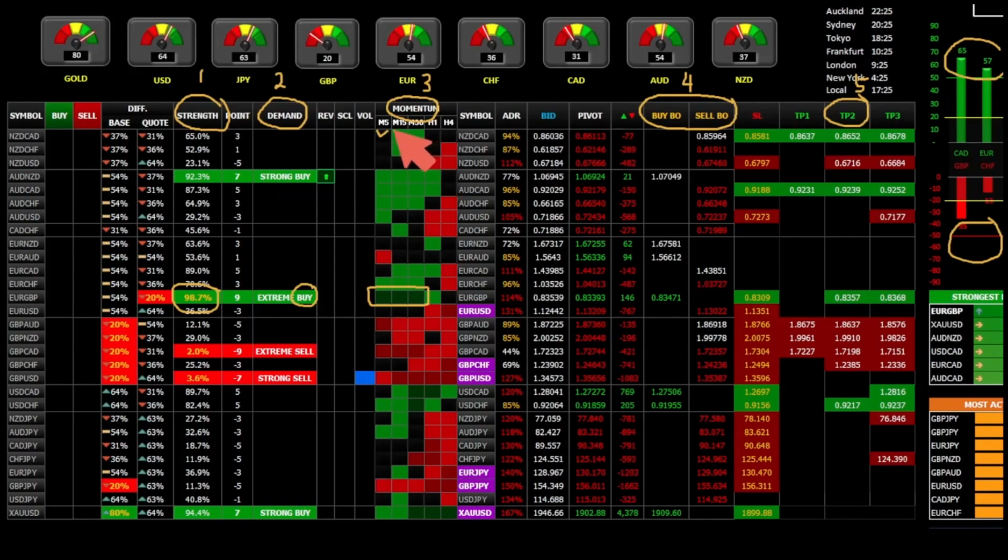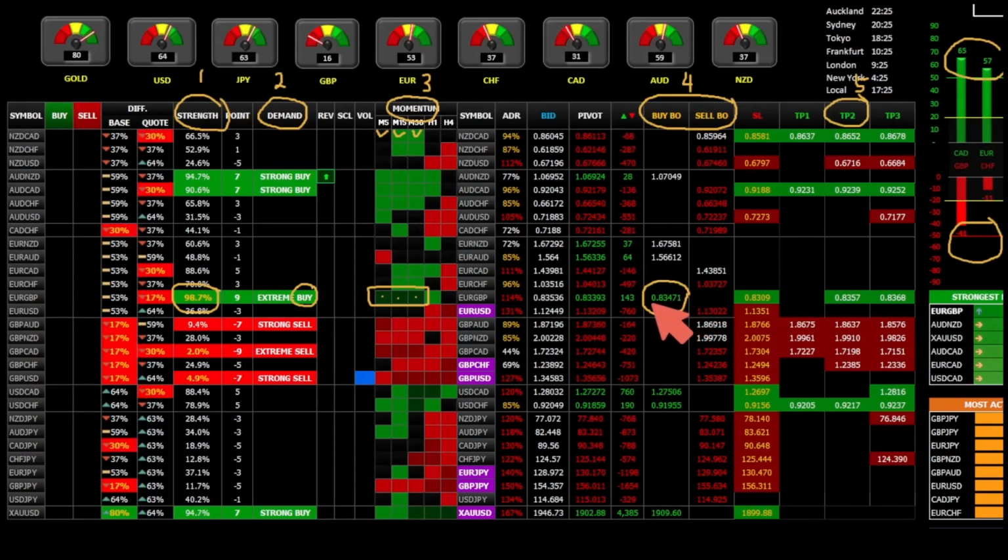M5, M15, and M30. 1, 2, 3. Number 4 is the buy breakout. Since we are about to buy, the buy breakdown should be green. That means the current price is higher than the buy breakout price. Number 5 is TP2. At this time, TP2 is still available. That means we can set the take profit at TP2.